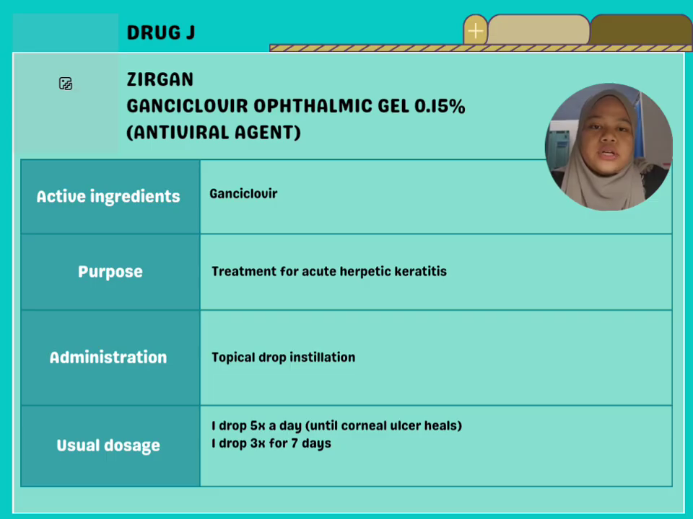That's all from me. The next drug is an antiviral agent, which is ganciclovir ophthalmic gel, manufactured by Zirgan. So the active ingredient is ganciclovir itself, and the purpose of this antiviral agent is to treat acute herpetic keratitis. The administration is the same as the others, which is through topical drop instillation, and the usual dosage is 1 drop 5 times a day until the corneal ulcer heals, and then we reduce it to 1 drop 3 times per day for at least 7 days.